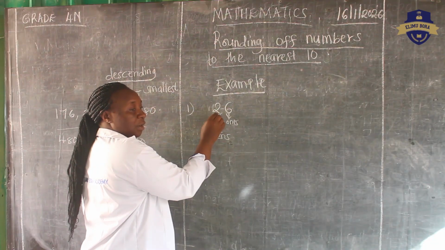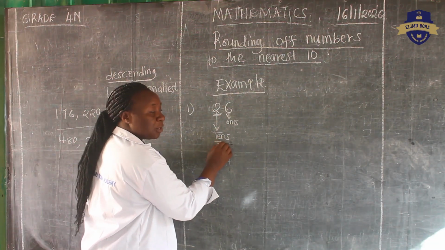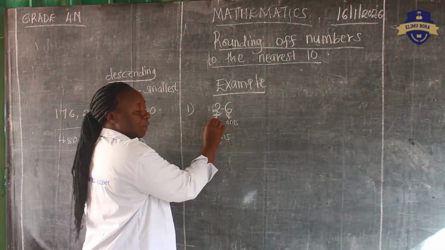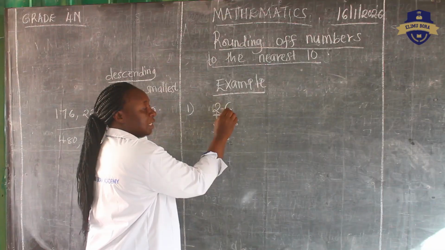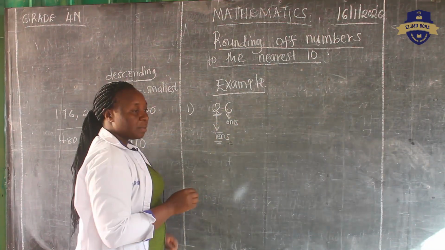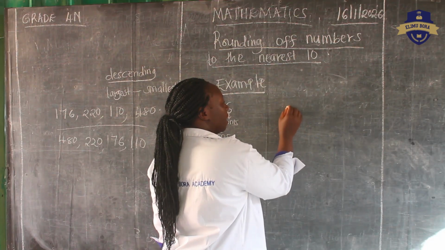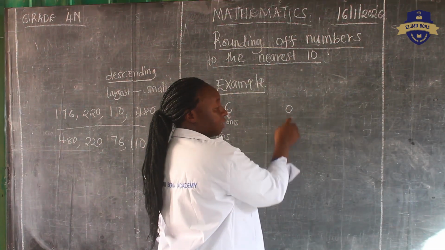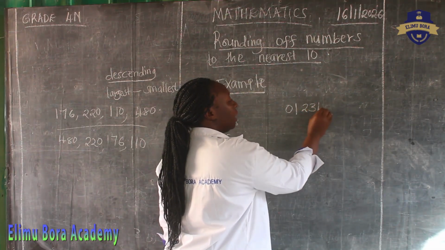The one we are rounding off is digit 2, which is in the tens position. So this is digit 2, we want to round it off. Then we look at digit 6 in the ones position. Then we have this rule here: if a number has the following digit, this is 0, 1, 2, 3, and 4.